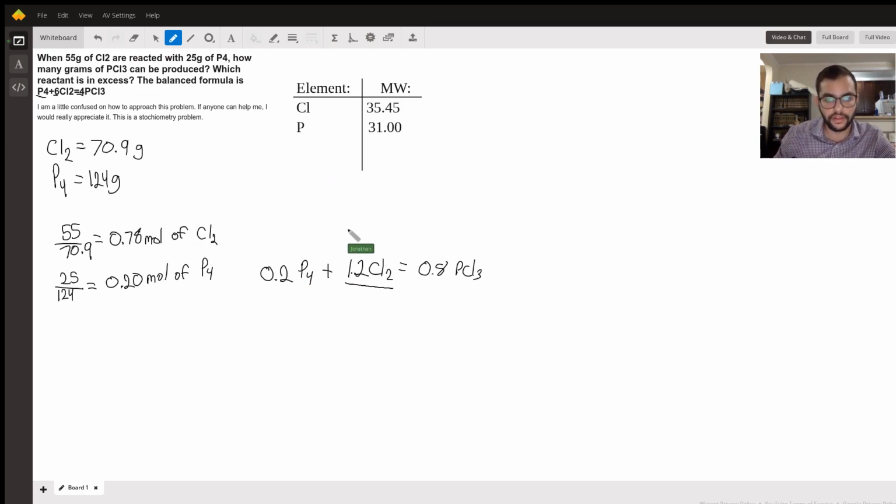We're going to start with 0.78 moles of Cl2, and now we're going to divide that by 6 to get the amount of P4. 0.78 divided by 6 is 0.13. If we take 0.13 and multiply it by 4, because there are 4 PCl3 for every 1 P4, 0.13 times 4 is 0.52 moles of PCl3.